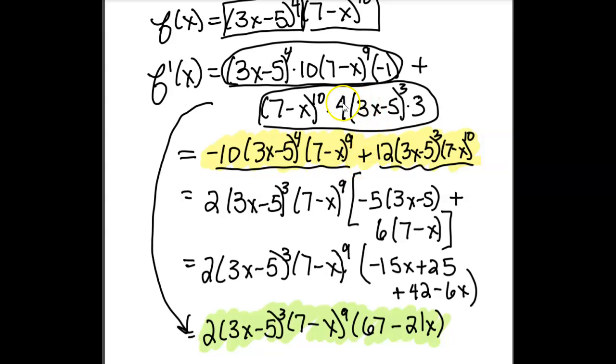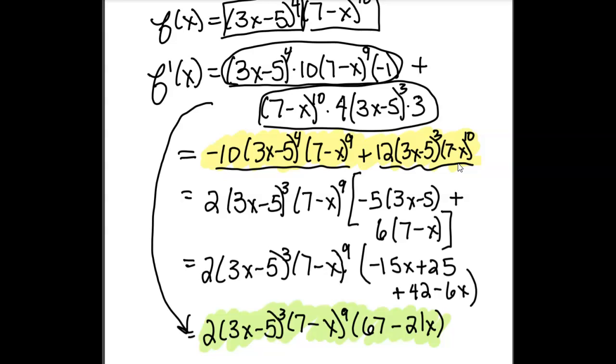Plus, 4 times 3 is 12. Then you have 3x minus 5 to the 3rd times 7 minus x to the 10th. If you type this, highlighted here in yellow, into MyMathLab, they should accept that as the answer. So you don't have to do all the other steps to get the answer correct.